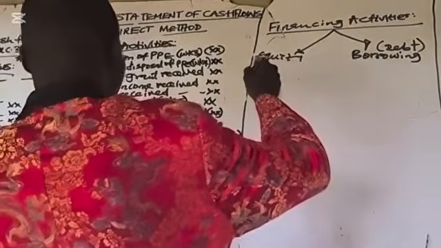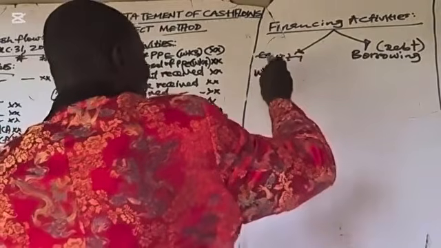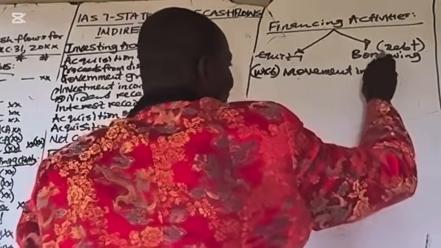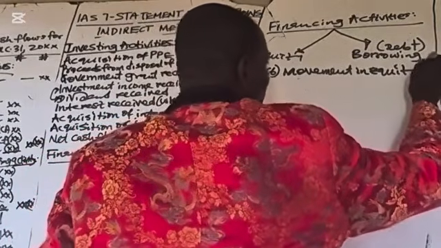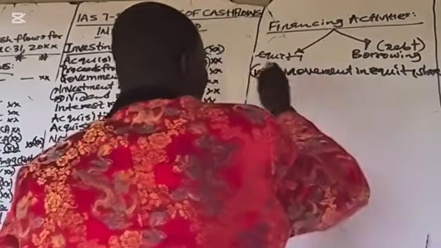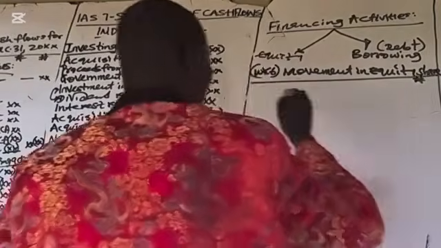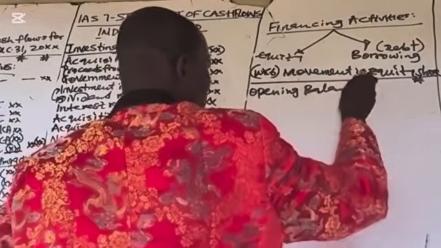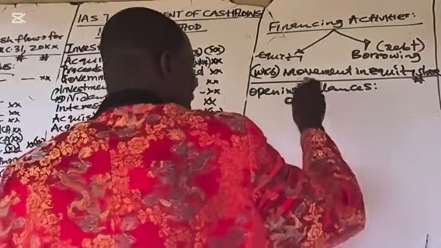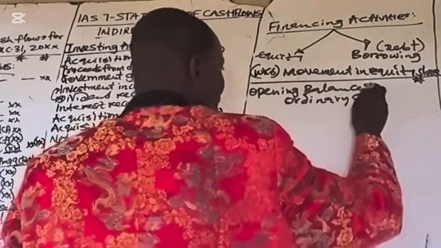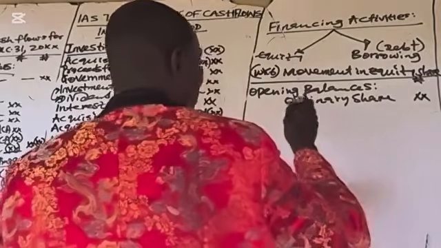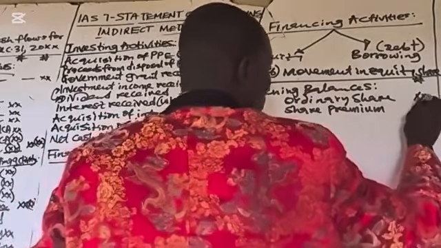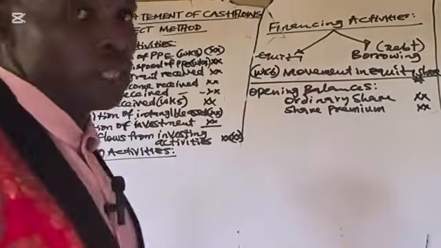So now working number 6, movement in equity share. As usual, you start with the opening balances. Your opening balances might have ordinary share. You may also have share premium. Now, you may have a bonus issue.